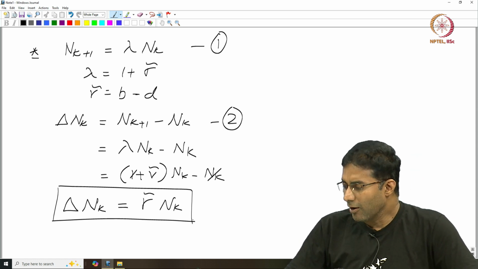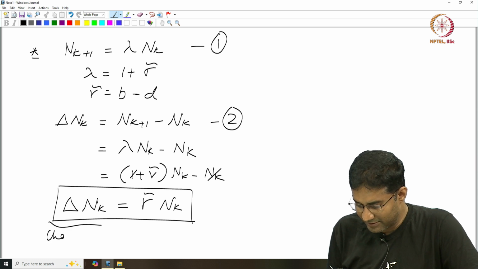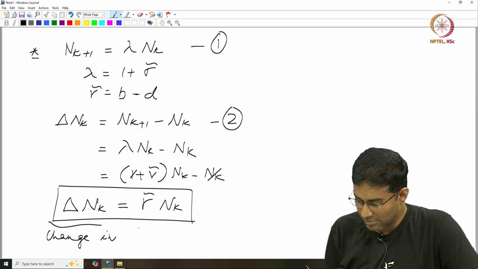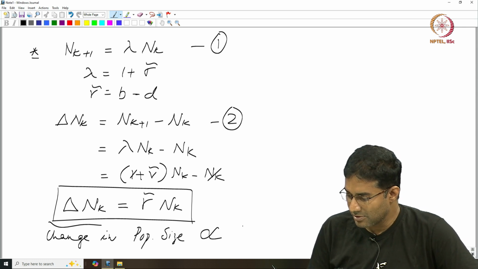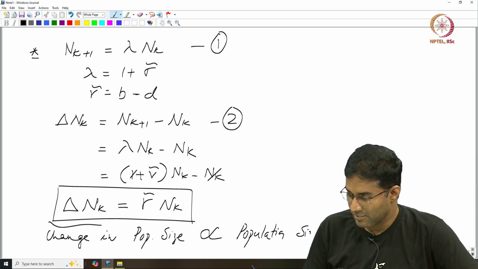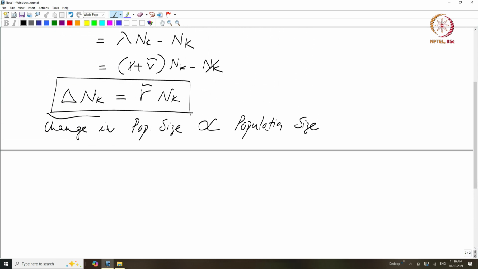Okay. And now what we can do is, inspired by this equation, the equation tells us that the change in population size is proportional to the current population size, right. This is the basic interpretation of the above expression. So, up to this point we really have not changed anything from what we learned in the discrete time description of the populations.